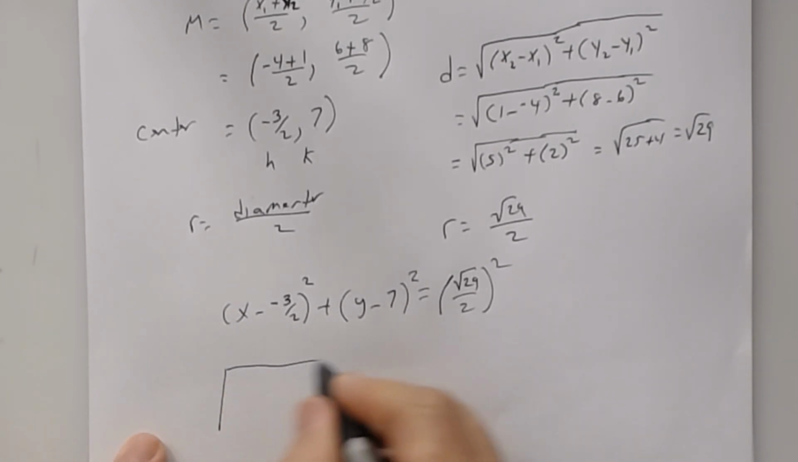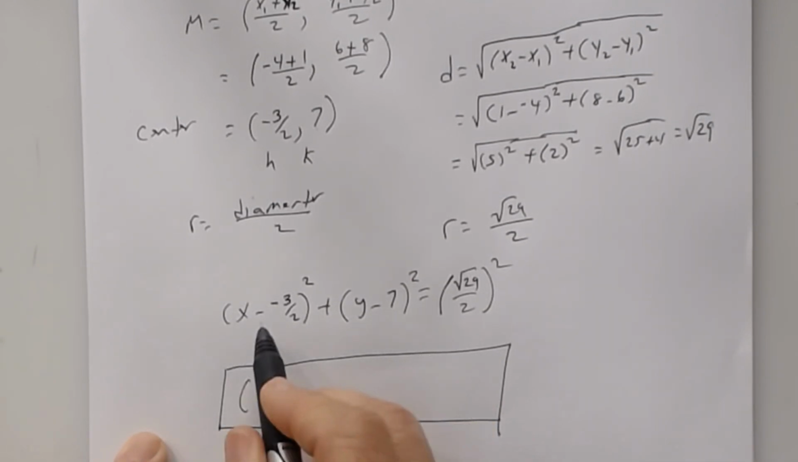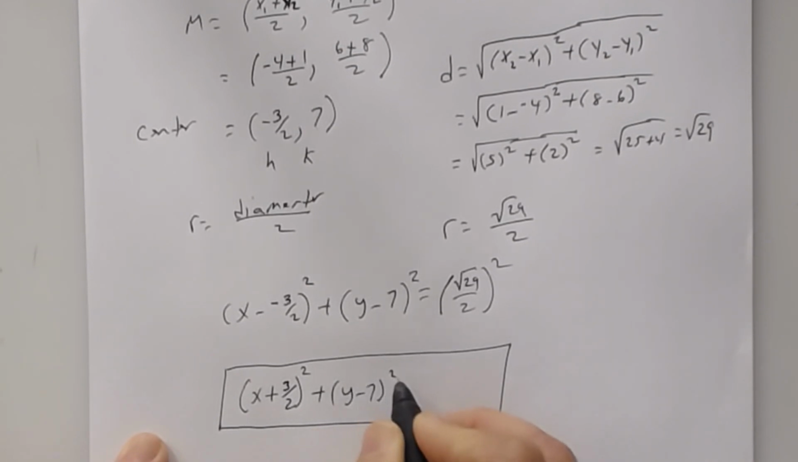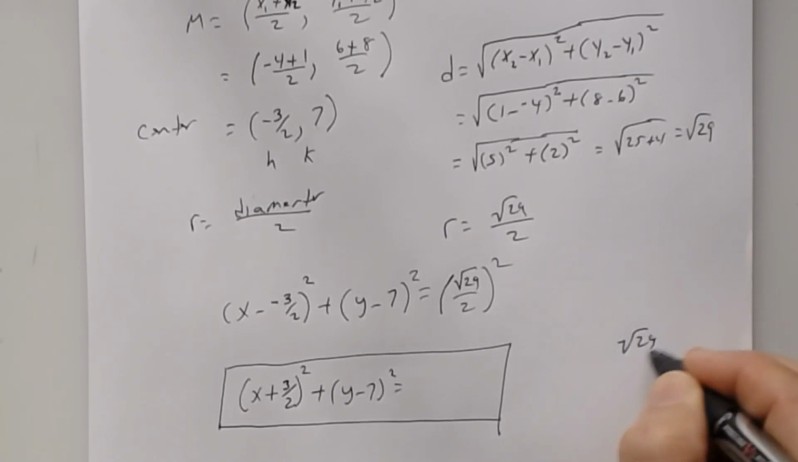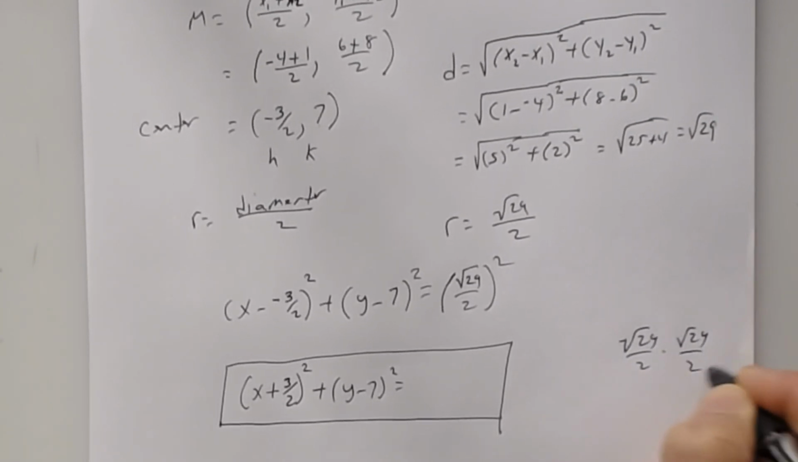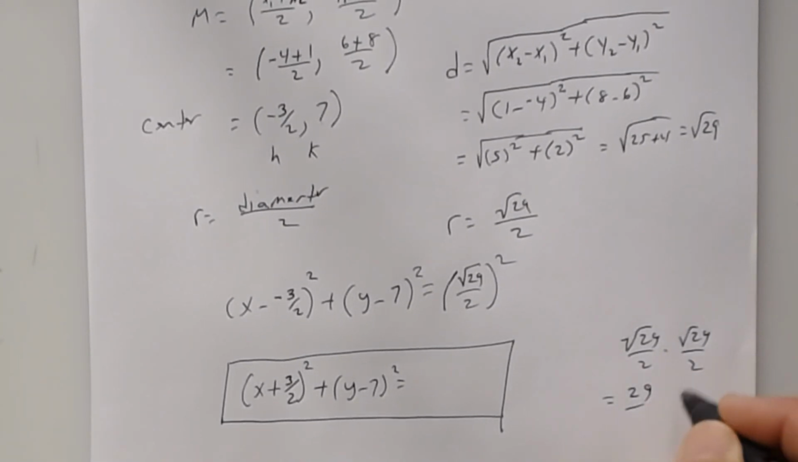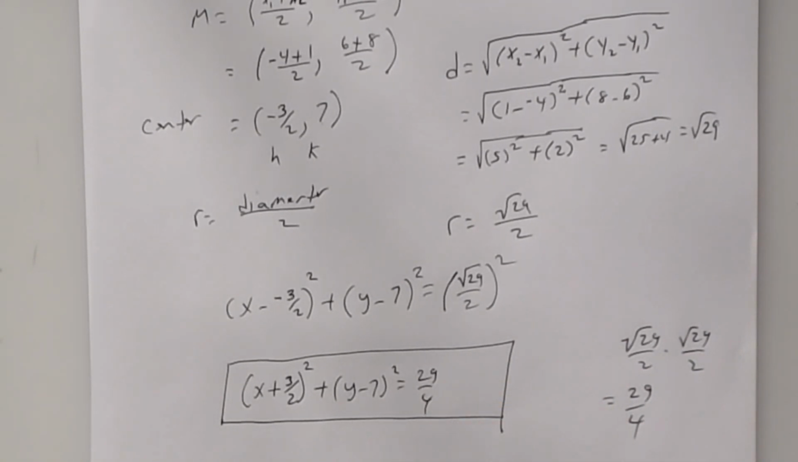Now the answer is going to be this. You need to know that x subtract the negative 3 halves means what? x plus 3 halves squared plus y minus 7 squared equals the square root of 29 over 2 times itself, because that's what that means, square root of 29 over 2, squared. The square root of 29 times the square root of 29 is what? 29. And 2 times 2 is 4, and that goes here. That's your answer.